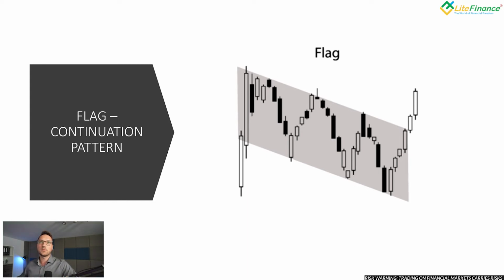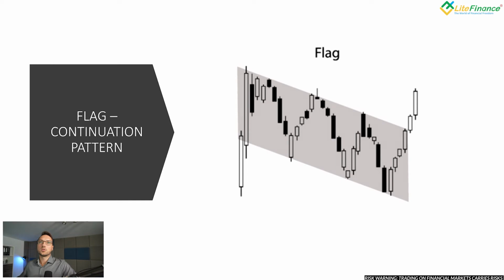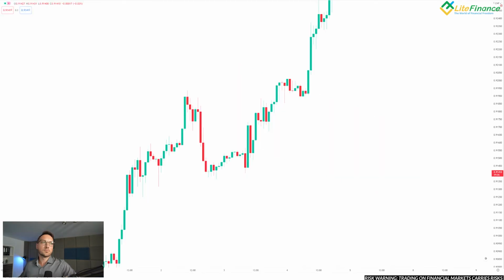So if the move was this kind, the consolidation occurs in the opposite direction. When the price is ranging, bouncing off those two lines, when you draw them, they need to be parallel to each other, therefore suggesting that this is a flag and it will eventually break out to the upside. So now let's check examples.